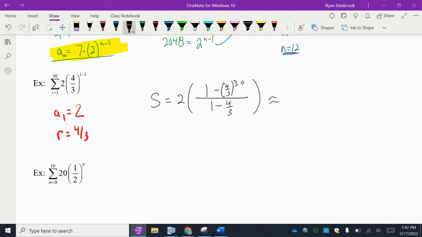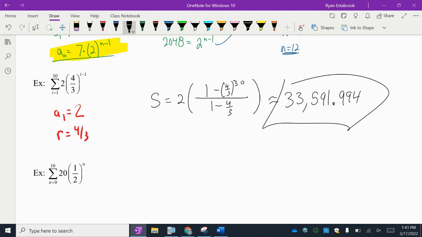Looking at a big number here. The first number was 2, and then we kept multiplying it by 4/3 times 4/3 times 4/3. By the 30th time, it's going to be a pretty big number. And then we're adding them all together. That's what this sigma is doing. We're looking at a number in the 30,000s. 33,591.994. Approximately, because we had to round, but as always, we're going to round to 3 decimal places.